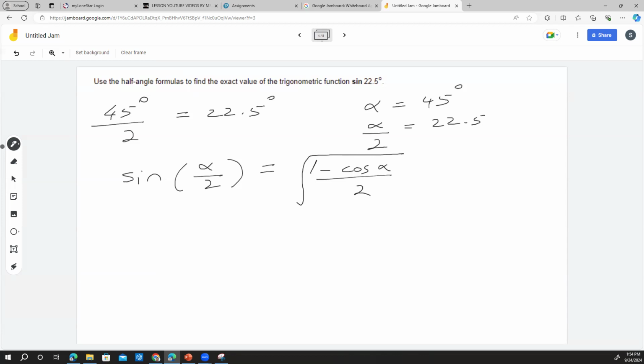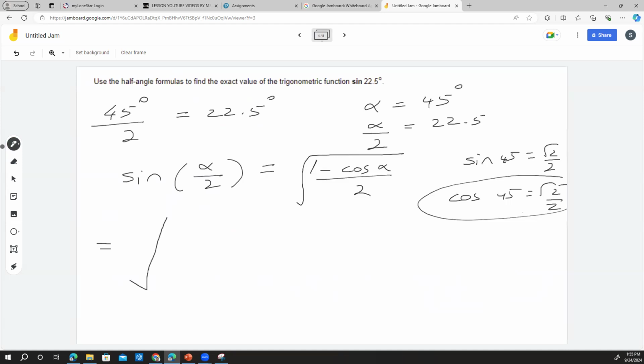So for 45 degrees, we know that sine 45 is radical 2 over 2, and cosine 45 is also root 2 over 2. But for this formula, I just need the cosine value. So we're going to go ahead and work on this expression. I need a big radical sign. The formula starts with 1 minus, and then I need cosine of 45, which is root 2 over 2. And then I just have to divide this by 2.